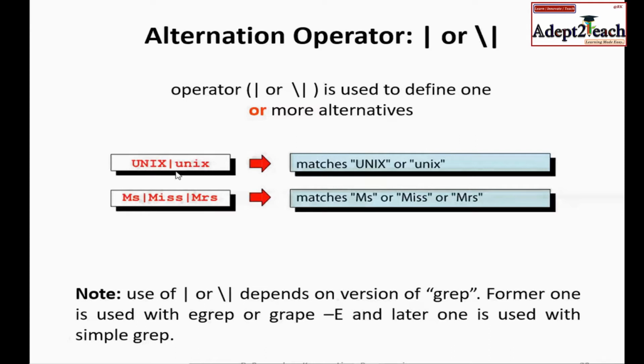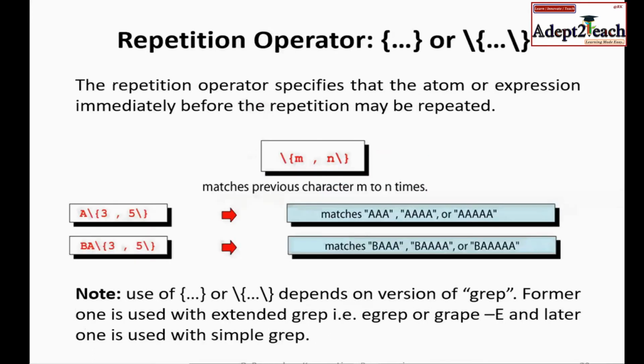So example is Unix or unix. So if I put a pipe operator, the system will match with capital Unix or it will match with small unix. Third is my repetition operator. Whenever we have to use repetition operator, that has to be enclosed between your curly braces. Now again, depending upon what type of grep version we are using, either simple expression or extended regular expression, then depending upon that, we have to use a slash. Whatever regular expression is placed before the slash will be repeated.